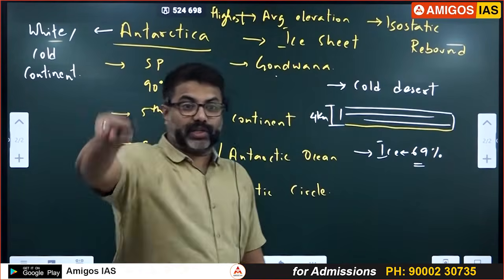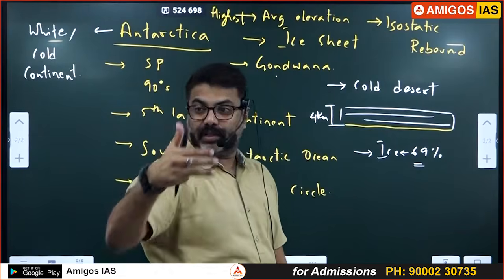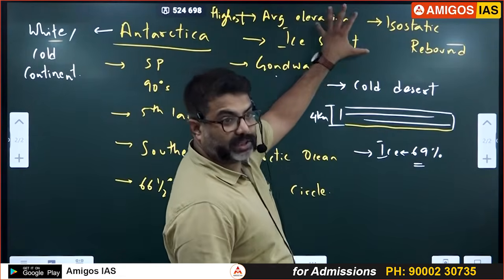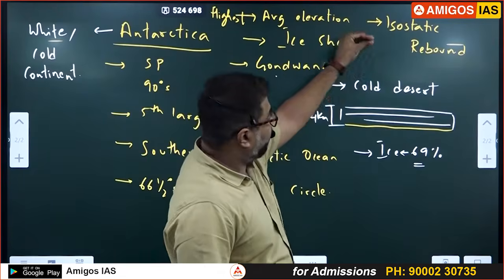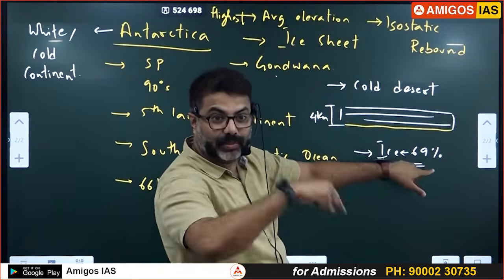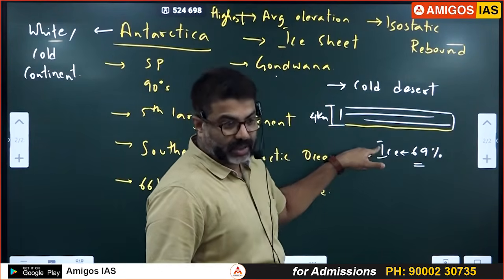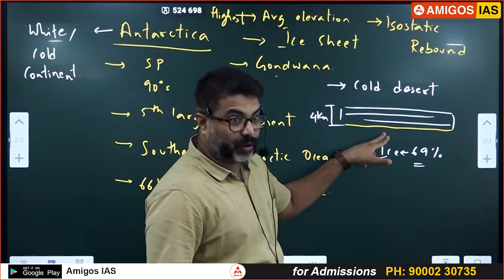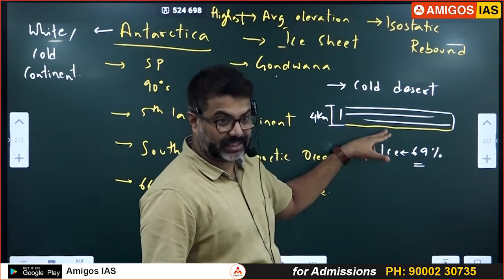Remember one pie chart we wrote in the starting classes, 3 pie charts. Water 97% saline, 3% fresh. In fresh 3%, I told you ice is the majority. This is the one. Majority of the world's fresh water is in the form of glaciers, ice.